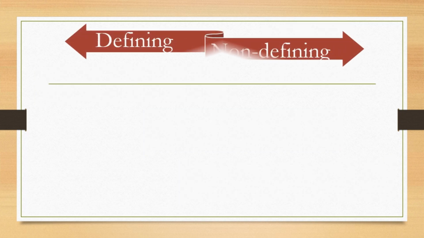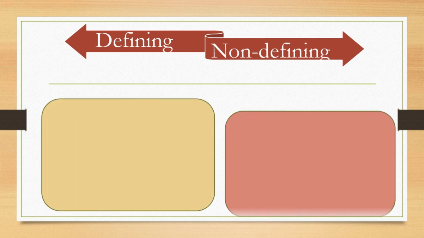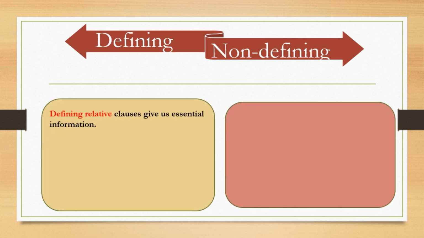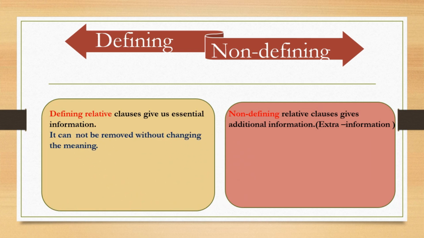We have to distinguish between defining and non-defining relative clauses. A defining relative clause gives us essential information, whereas a non-defining relative clause gives us additional or extra information. A defining relative clause cannot be removed without changing the meaning, whereas a non-defining relative clause can be removed without any change. Example: the boy is a thief.